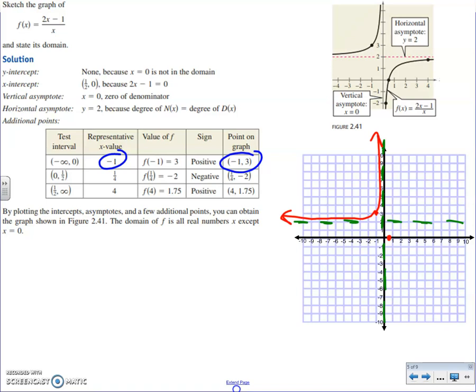Right, they picked something between 0 and 1/2. It's not many choices. They chose 1/4. So when I pick 1/4, they got negative 2. So 1/4, negative 2 is down here. And then they picked something from positive 1/2 to positive infinity. So they tried 4. They got 1.75. So 4, 1.75 is right here. So I now can draw this curve. All right, that's it there.